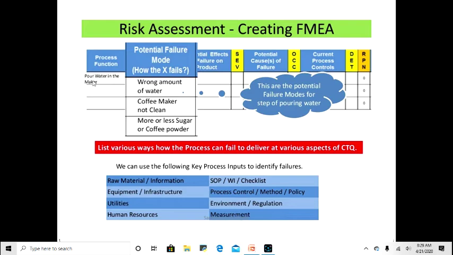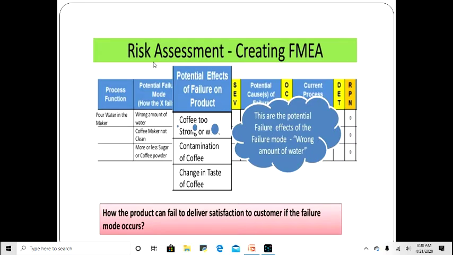Your process is pouring water. So in case there is no proper cleaning of the machine, or a wrong amount of water, sugar, or coffee powder added, it will impact the taste and the customer will not be satisfied. So this may lead to the failure of the quality requirement of the customer. Okay. So you have listed out the potential failure modes. Now, potential effects of failure on product.